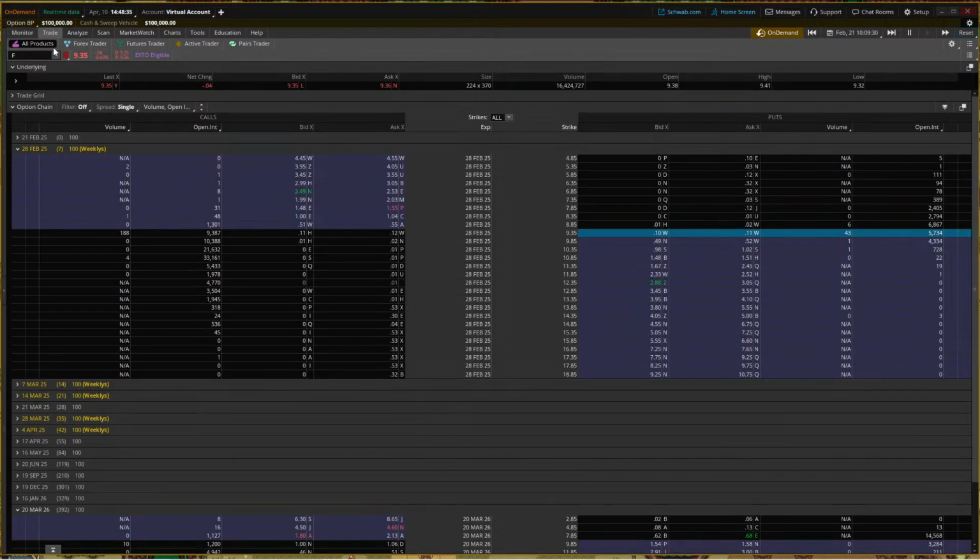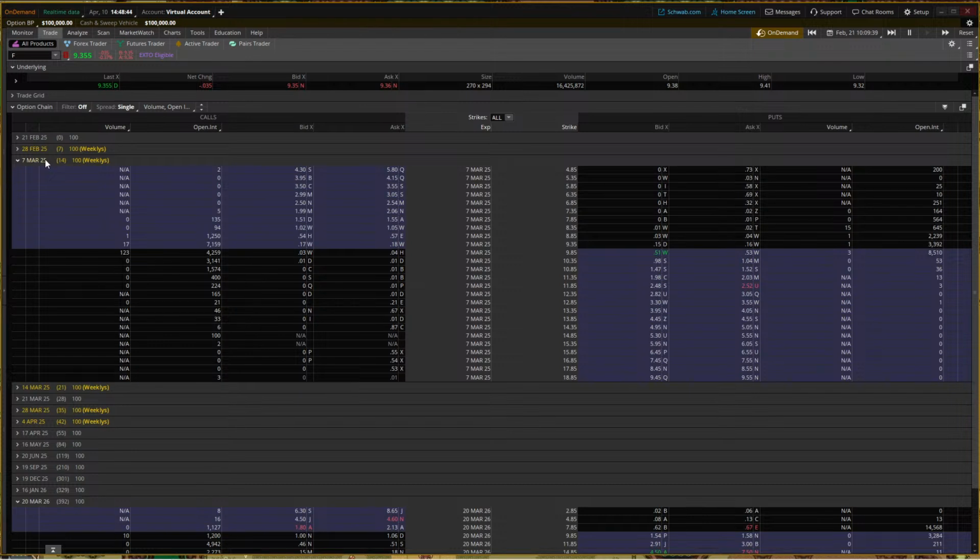And then we're going to go to trade. We're going to go to board. And we're going to look here. So we got those 935s that expire in 7 days. We got these 935s that expire in 15 days.